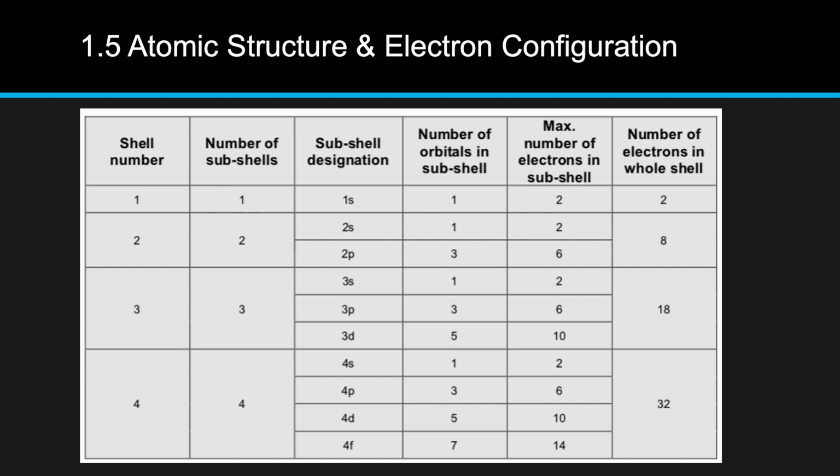And then when we get into our second energy level, that has an s sublevel and a p sublevel. Well, we know in s, it has 1 orbital or 2 electrons. And in p, it has 3 orbitals or 6 electrons. So the second energy level can hold up to 8 electrons.